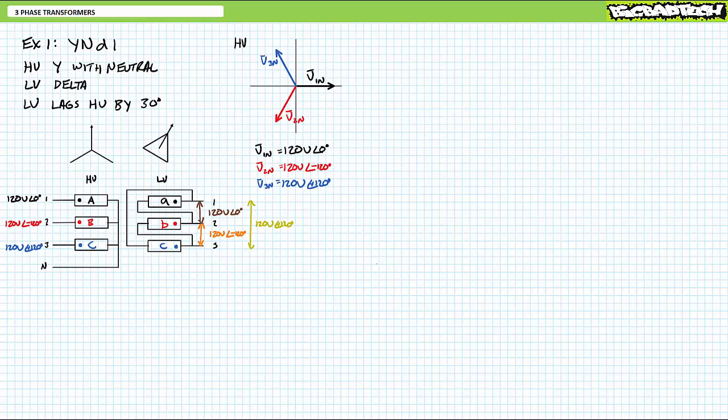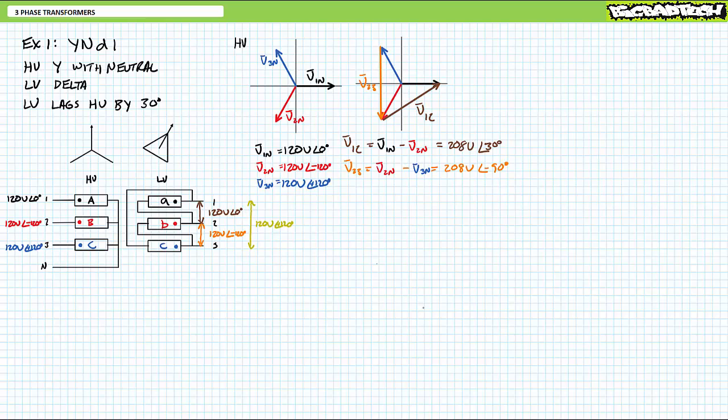If we wanted to, we could also calculate the line-to-line voltages of the high voltage side. We perform the following calculations. Line 1 with reference to line 2 is 120 volts minus 120 volts at an angle of negative 120 degrees, which yields roughly 208 volts at an angle of 30 degrees in brown. Similarly, line 2 with reference to line 3 is 120 volts at an angle of negative 120 minus 120 volts at an angle of 120, which yields roughly 208 volts at an angle of negative 90 degrees in orange. Finally, line 3 with reference to line 1 is 120 volts at an angle of 120 minus 120 volts at an angle of 0, which yields roughly 208 volts at an angle of 150 degrees.